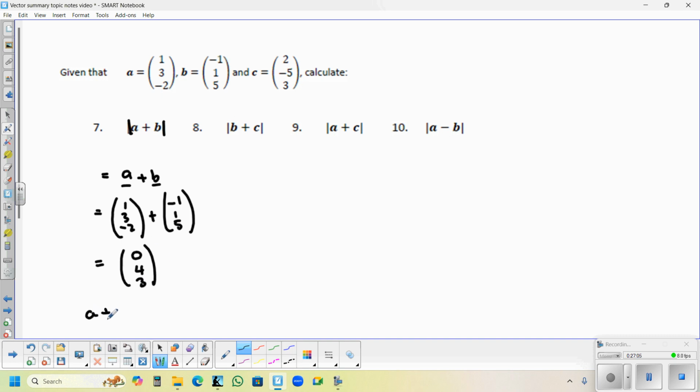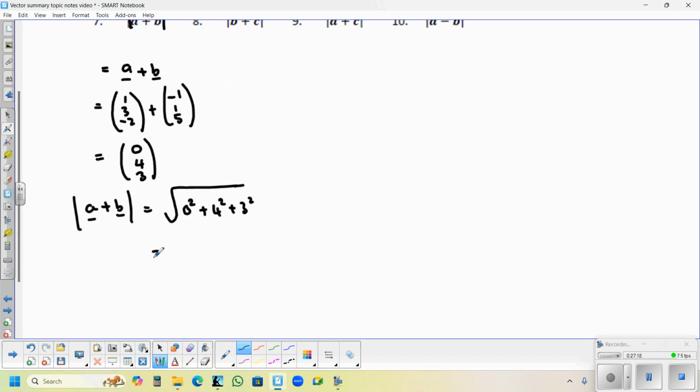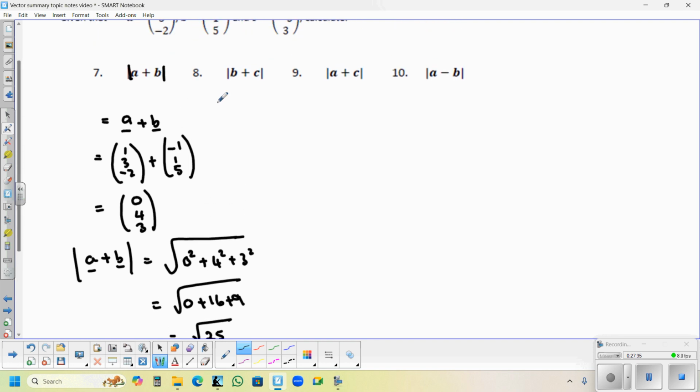Now we want the AB magnitude. So I want the magnitude of that vector there. So it's the square root of nothing squared plus 4 squared plus 3 squared. And when I work that out, I'm going to get 0 plus 16 plus 9. That gives me the square root of 25. I know the square root of 25 is equal to 5. And that's all you're asked to do there. Those other ones, you can do them if you want to do them as a wee bit of practice. But you do your B plus C and then follow that through for your magnitude. That one, you're doing A vector, take away B vector.